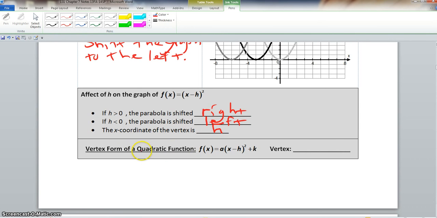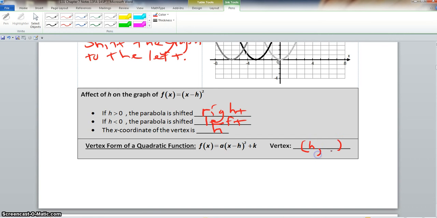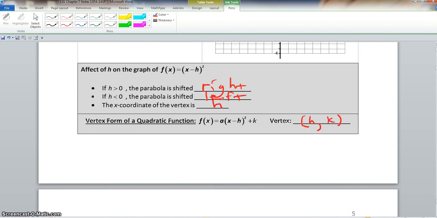So the vertex form of a quadratic function, f of x is equal to a times (x minus h) parentheses squared plus k. So what happens here is this. x is your h and k is your y. So this is what's represented by the ordered pair of a parabola.